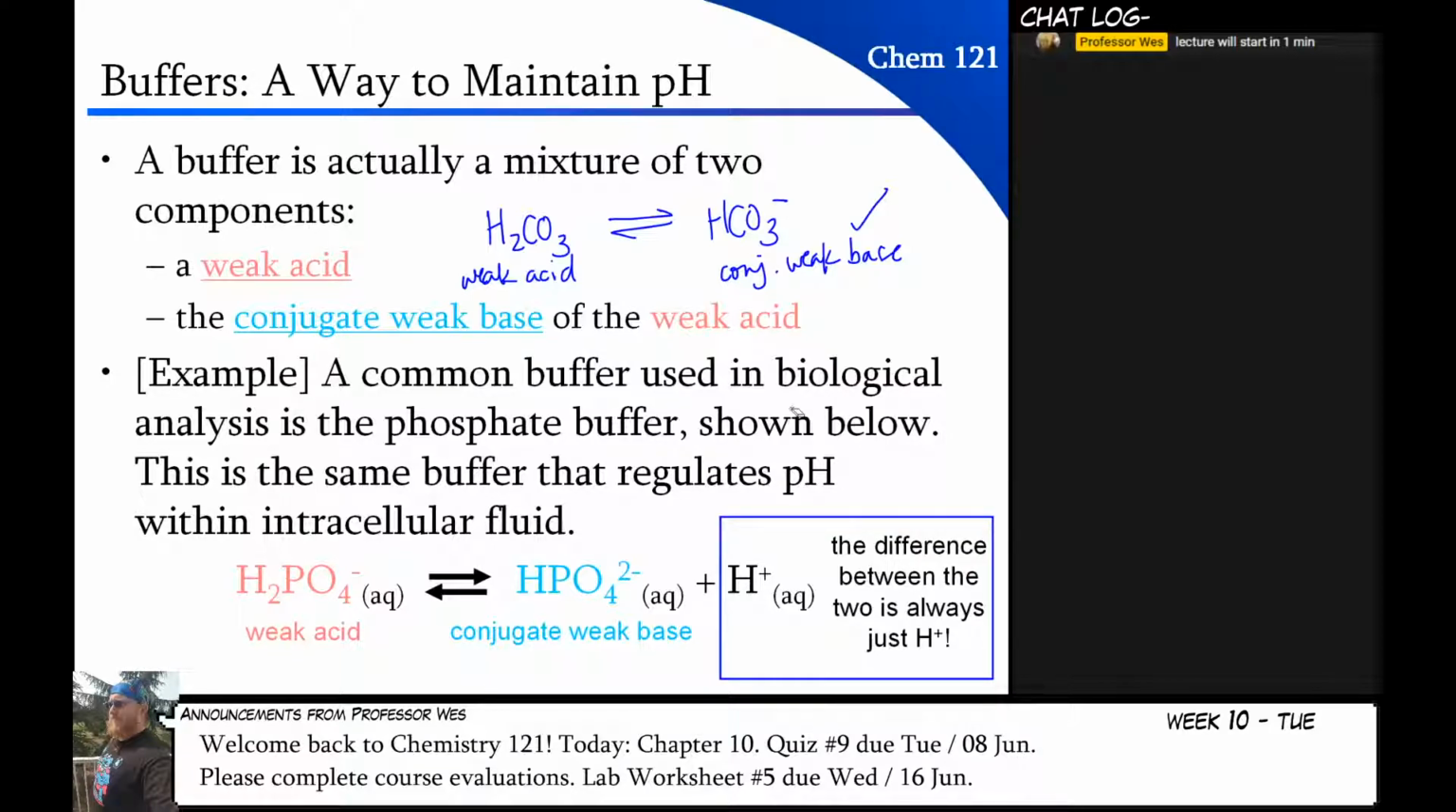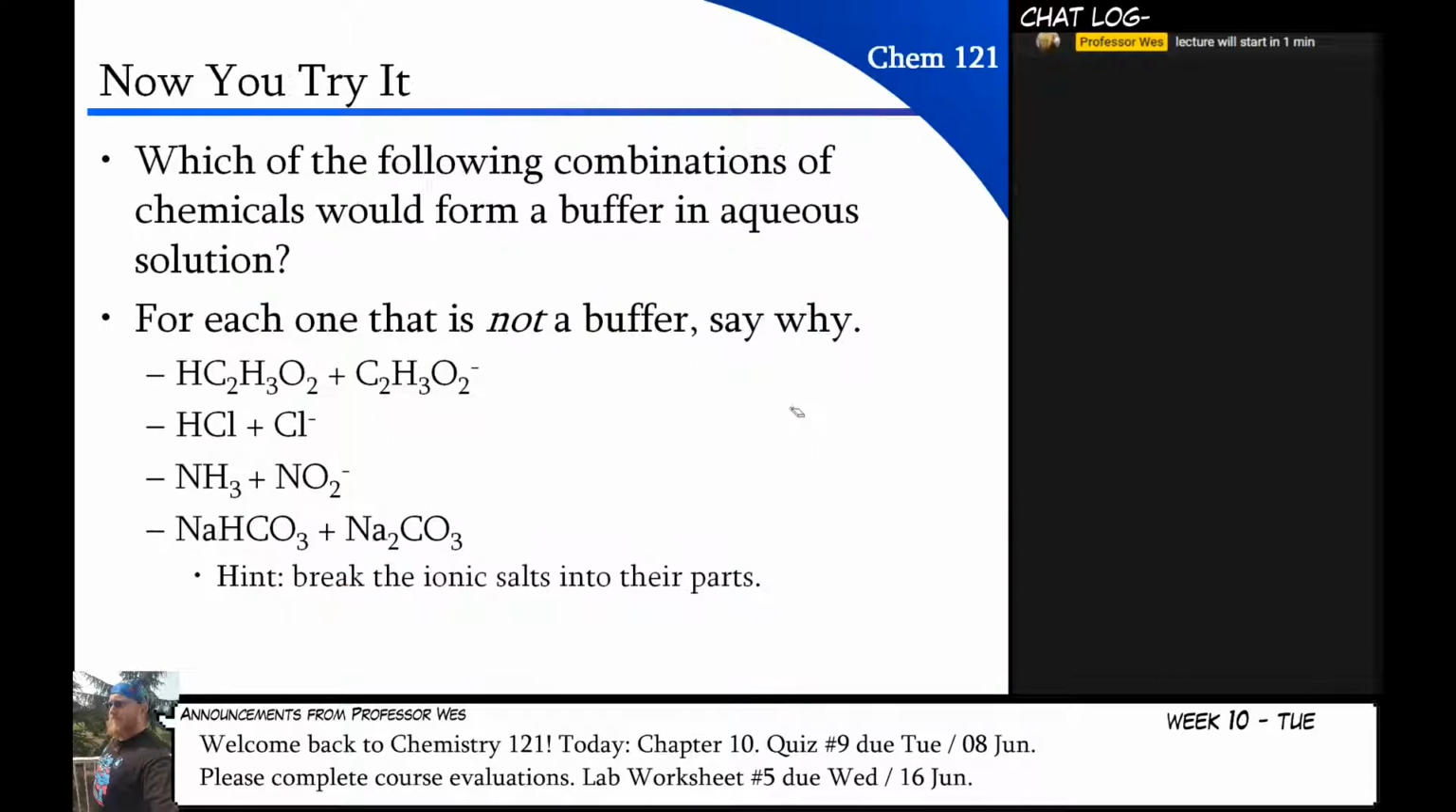Now remember, the difference between a conjugate acid and its conjugate base is just H+. So if you choose a weak acid, all you gotta do is strip away its H+, or one of the H+, and you will get the conjugate base.